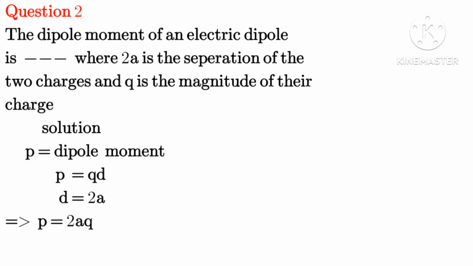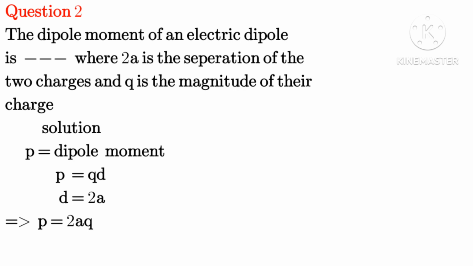So the second question is the dipole moment. The dipole moment is given as P, and P equals Q multiplied by what? By the separation of the two charges. That's the distance, the separation of the two charges, which is simply the distance between the charges of the electric dipole.